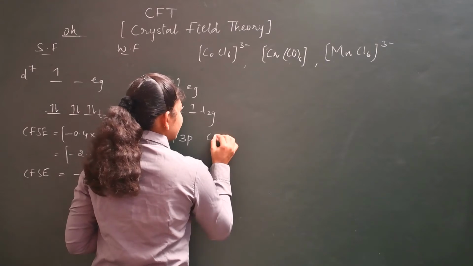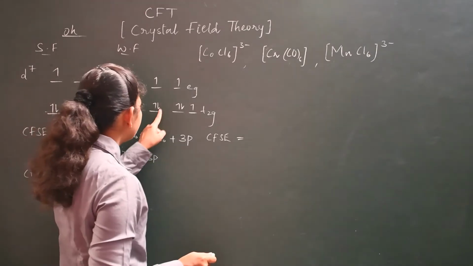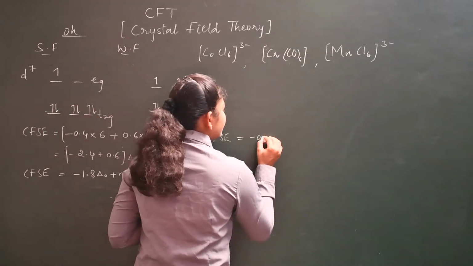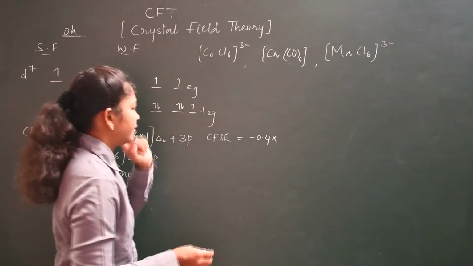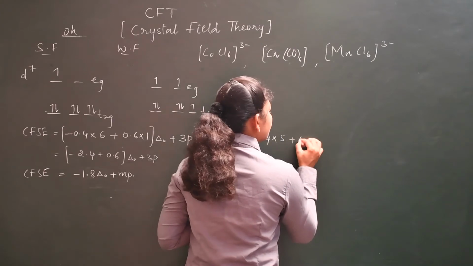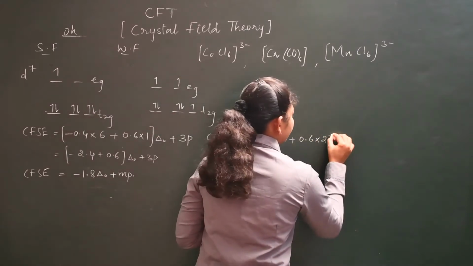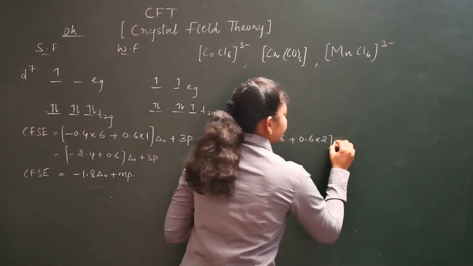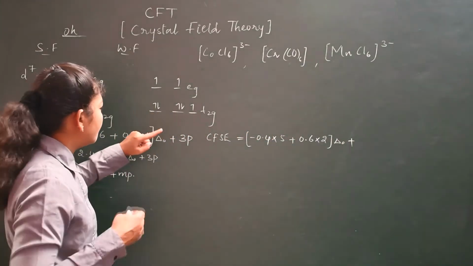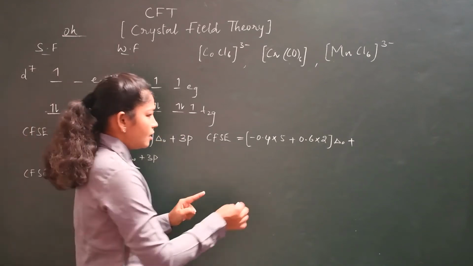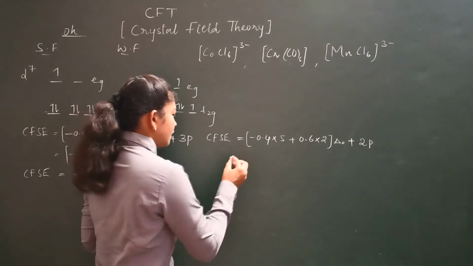Now you just calculate CFSE. CFSE is equal to minus 0.4 into the number of electrons in T2G: 1, 2, 3, 4, 5, so 5, plus 0.6 into the number of electrons in EG, which is 2, into delta naught plus M. How many paired electrons are there? 2. So 2P pairing. Now you just calculate.